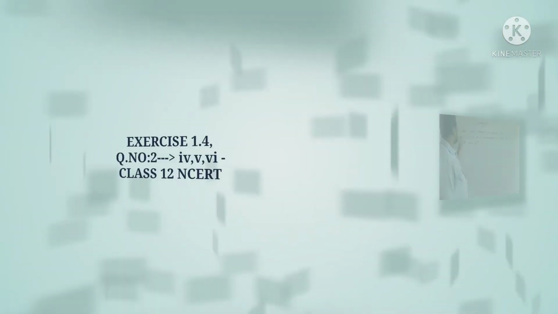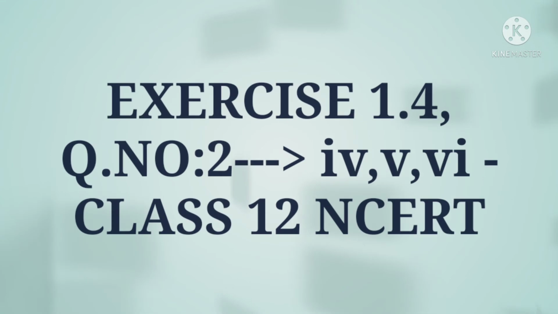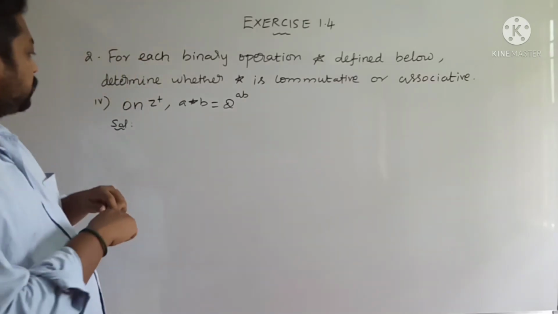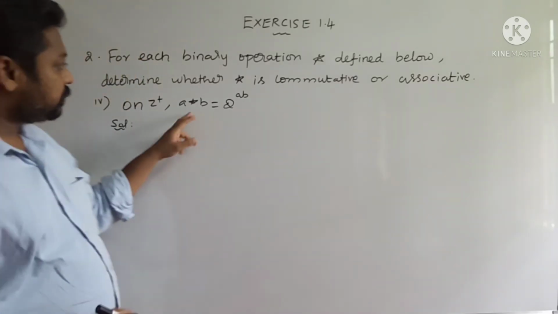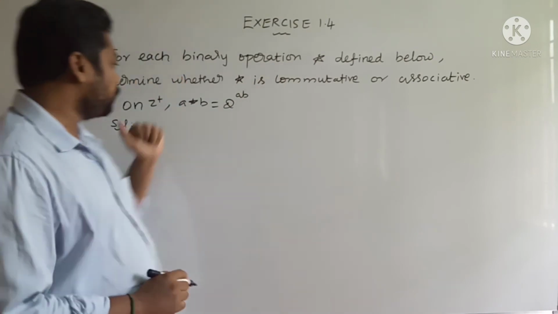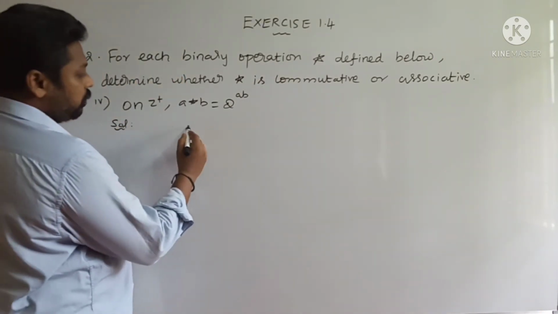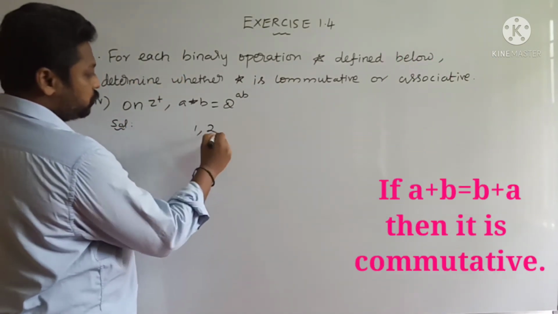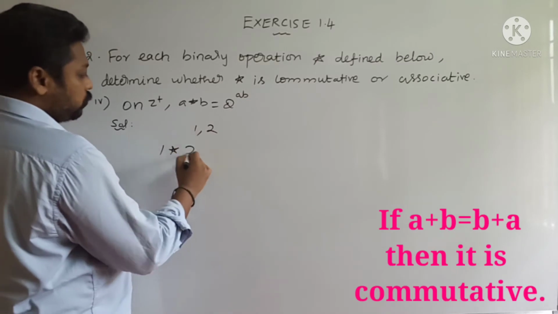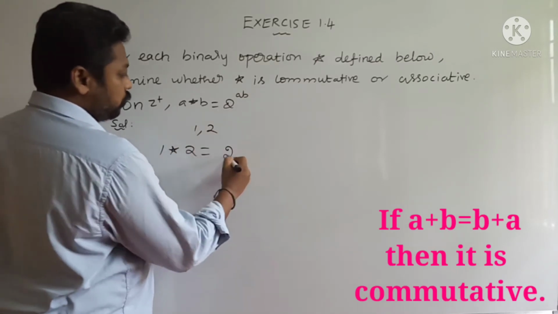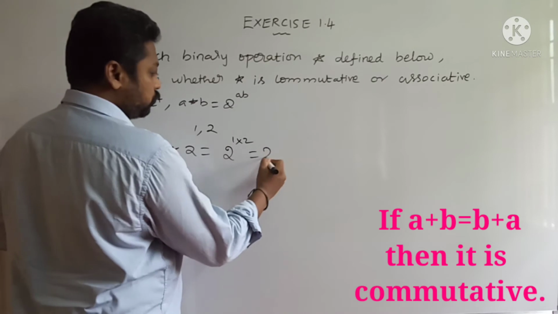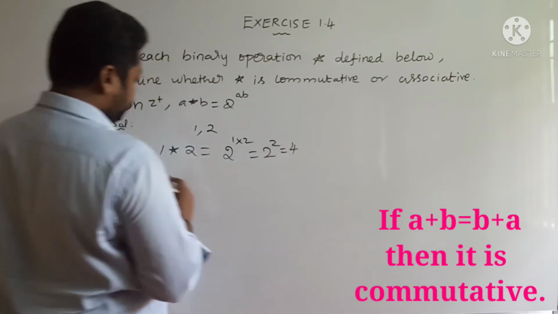Today we continue with the second Roman in exercise 1.4 from Class 12 NCERT. What is given: on Z plus, a star b is 2 power ab. Let's check for any two numbers. So 1 comma 2: 1 star 2 is equal to 2 power 1 into 2, that is 2 power 2, which is equal to 4.